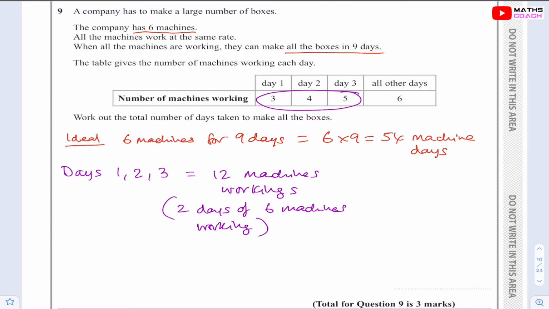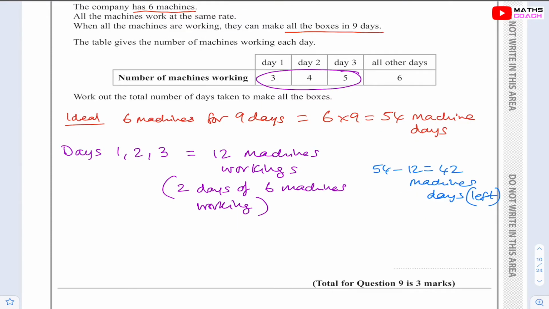So what we can do is we can take away these 12 machine days from our machine days. So we can do 54, take away 12, and that leaves us with 42 machine days required. So we need to make up the 42 machine days left after day 3. So we can do 42 divided by 6. Now why 6? Because every day after those first 3 days, all 6 machines are working. And this tells us 42 divided by 6, that 7 days are needed to do the rest of the work.